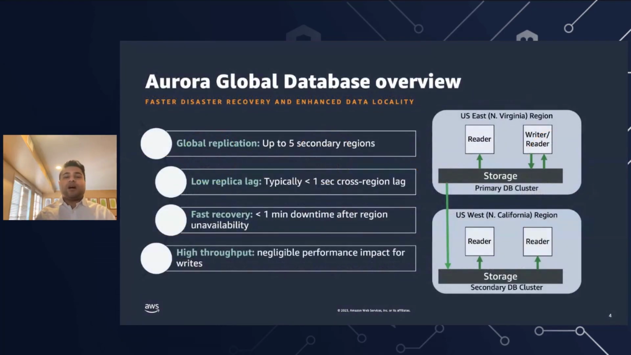Aurora Global Databases are a feature of Amazon Aurora that allow you to truly build global applications that span multiple regions. Global databases do this by replicating data from a primary region across multiple other regions, with replication lag that's typically under a second. Using global databases, you can also recover from a disaster situation in typically under a minute. And in the next slide, we'll see how global databases work together to provide you these benefits with negligible performance impact on your database.